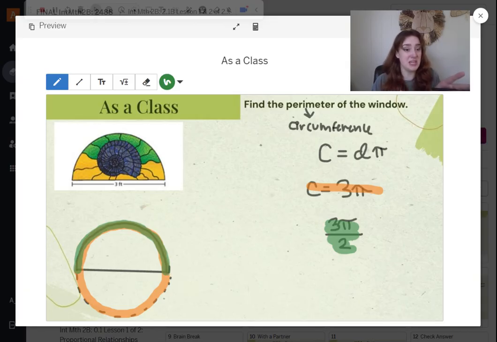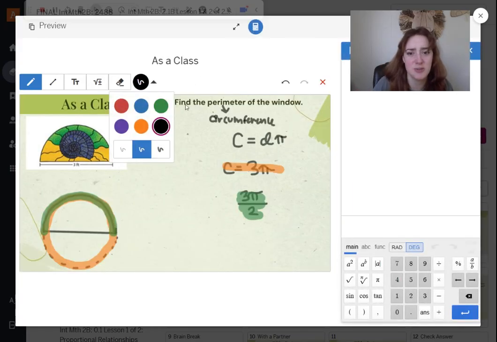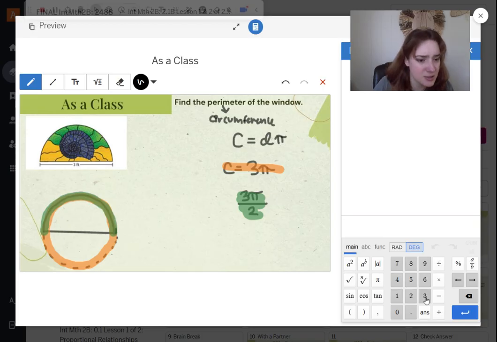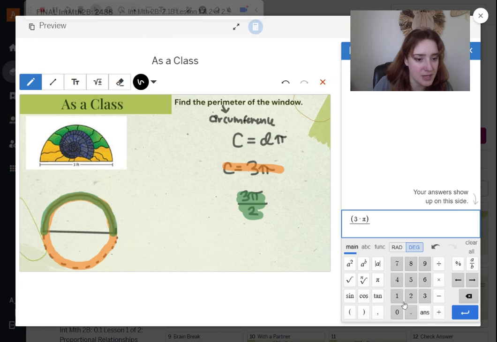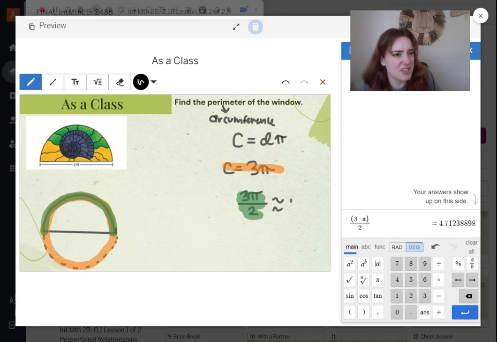I know it looks really trippy. It looks kind of ugly like that. I can change it to be decimal, if that makes more sense. Let's change it to decimal, because maybe leaving it in terms of pi is too much for us. So 3 times pi, and then I'll put that in parentheses, divided by 2. Okay, so that is about right at the 10th place, 4.7. Okay, 4.7. That's the half, but we want the perimeter of the window.